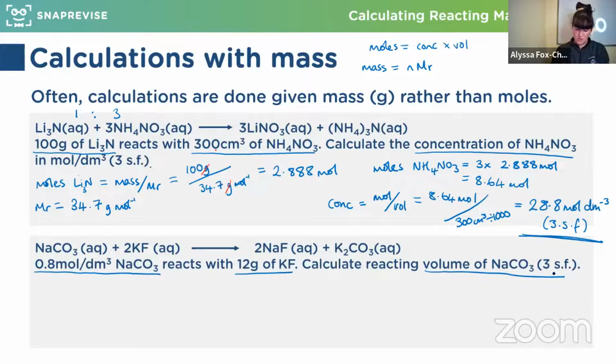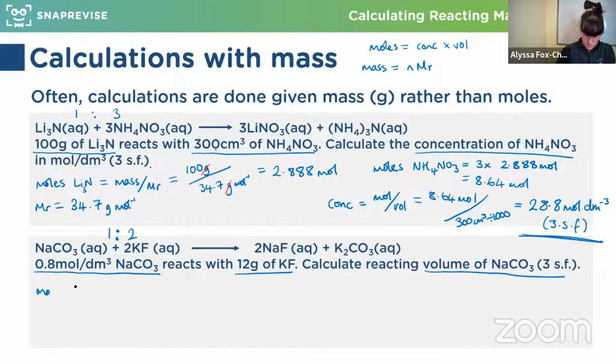So if I want to work out the volume, I'm going to need moles of sodium carbonate. But I haven't been given moles of sodium carbonate or even a mass of sodium carbonate. I've been given a mass of potassium fluoride. But I also have my reacting ratios. So I know that 1 lot of sodium carbonate reacts with 2 lots of potassium fluoride. So if I work out how much potassium fluoride I've got, I also know how much sodium carbonate I had used. So my mass of potassium fluoride is 12 grams.